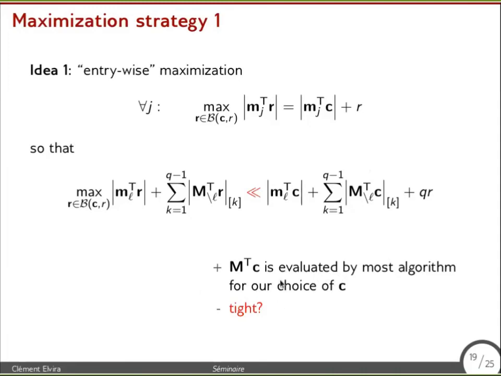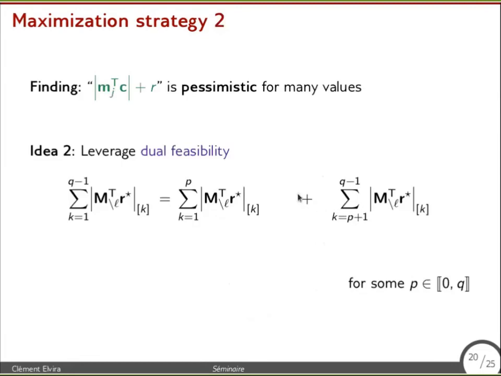The positive aspect with that is that the inner products involved in the upper bound are evaluated by the MOST algorithm using the safe sphere that we have designed previously. The problem is that since we are doing the maximization in an entry-wise fashion, in some cases the bound is not tight and will not be tight. So to that, we have proposed a second strategy that is in fact a generalization of the previous one.